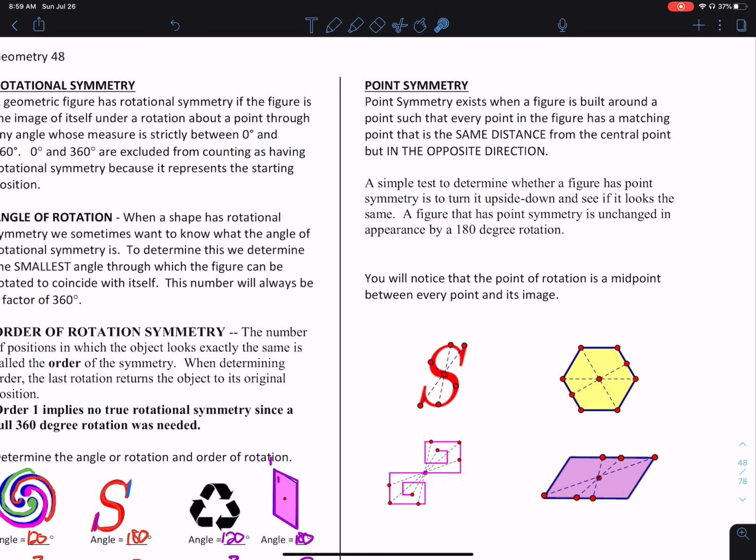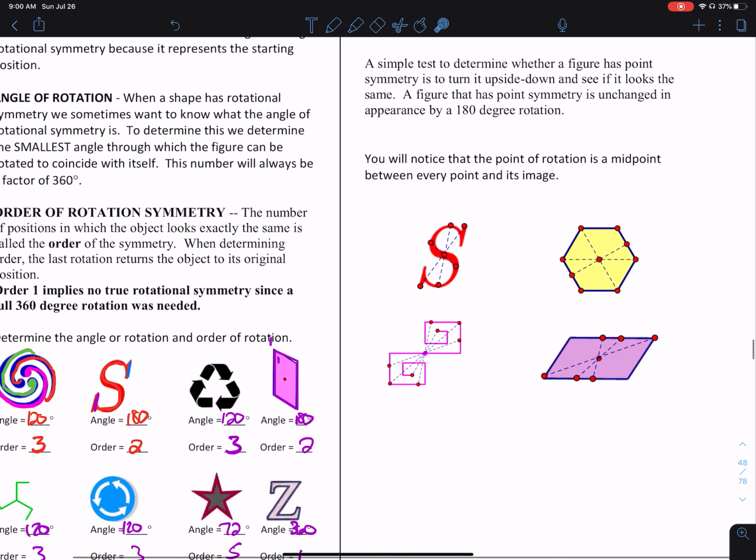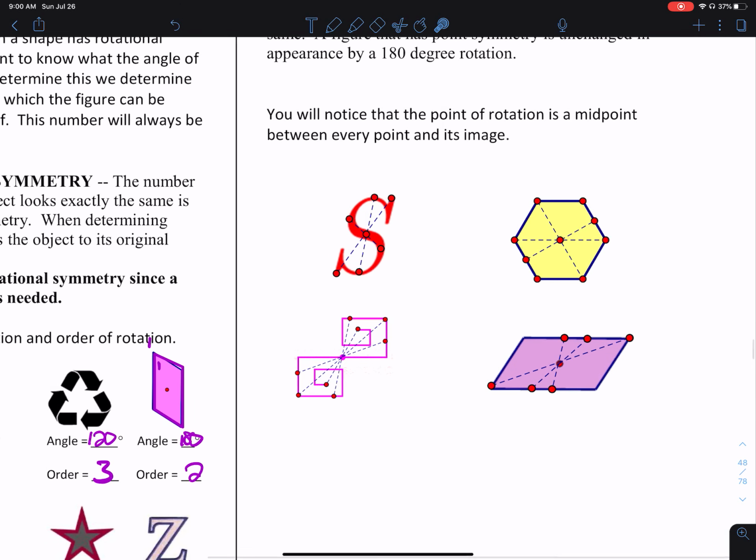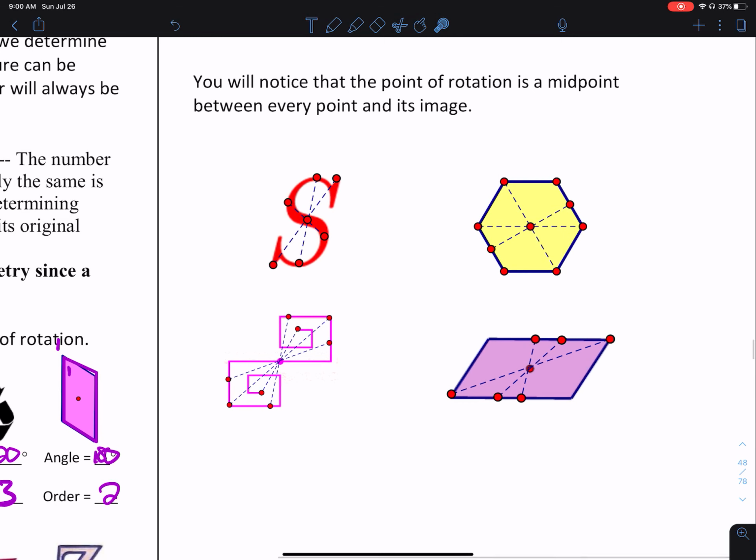Point symmetry. Point symmetry exists when a figure is built around a point such that every point in the figure has a matching point that is the same distance from the central point, but in the opposite direction. A simple test to determine whether a figure has point symmetry is to turn it upside down and see if it looks the same. A figure that has point symmetry is unchanged in appearance by 180-degree rotation. You will notice that the point of rotation is the midpoint between every point in its image.